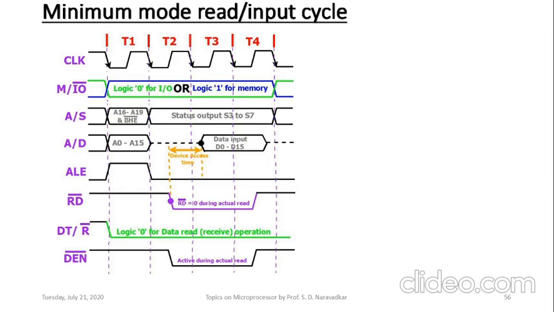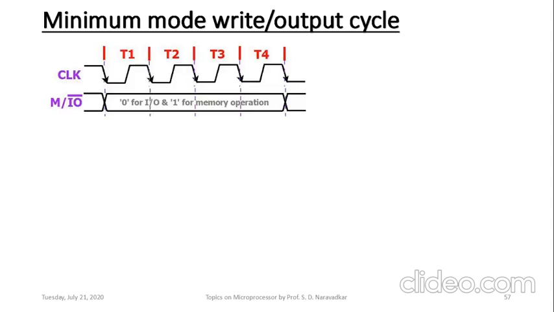Now is the minimum mode write cycle or output cycle. As usual, the clock is of 4 T states, I need not explain. M/IO bar signal is a composite signal. You have to draw only one depending on whether it is a memory write operation or IO write operation. It is to be shown as logic 0 for IO operation, logic 1 for memory operation. Already I have explained in earlier timing cycles.